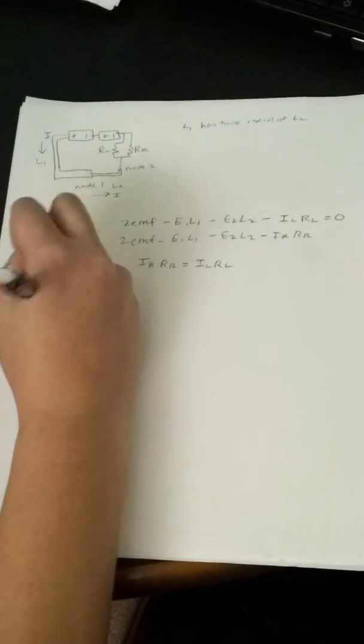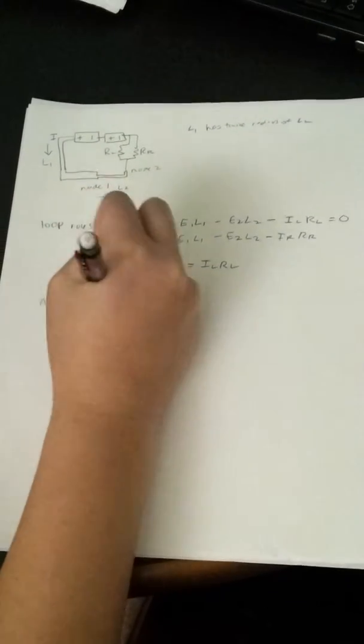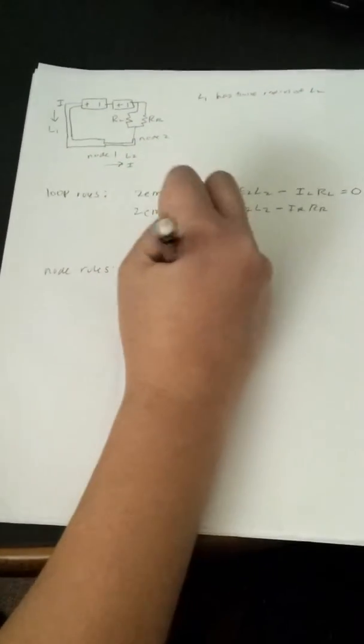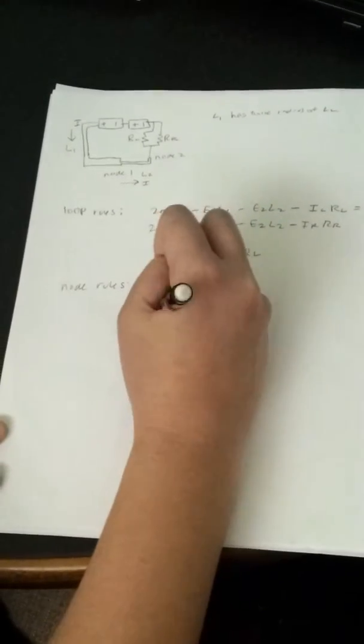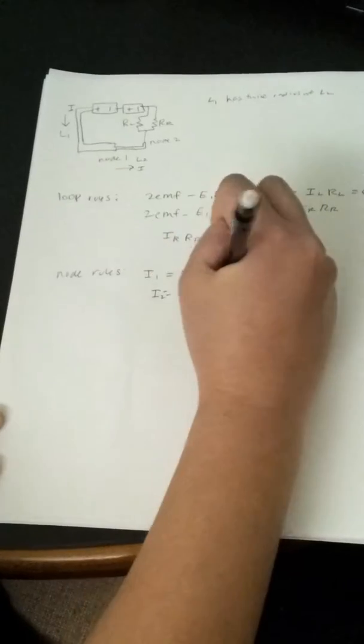Next are the node rules. And the conventional current, as already said, is the same in both, so that's the first rule, that I1 is equal to I2. And the second is I2, where it branches off here, is going to be equal to the current in the left resistor added to the current in the right resistor. And these equations will be used in the rest of the problem.